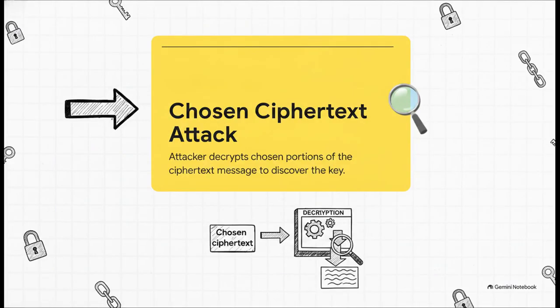Now, you want to immediately contrast that with a chosen ciphertext attack. Notice how the attacker's starting material shifts here. In this scenario, the attacker actually has access to the decryption mechanism. They feed selected ciphertext into the system to see what plaintext emerges. This is a classic exam distinction. Are they starting by choosing the unencrypted text, or are they starting by choosing the encrypted text?